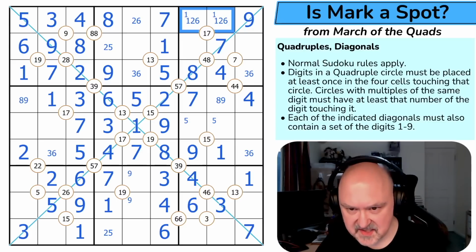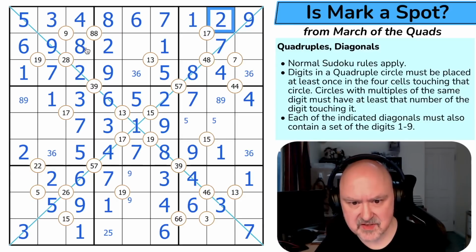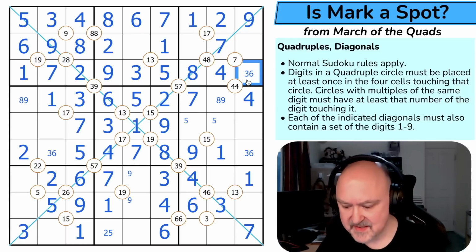These are 1, 2, and 6. I can't put 1 here. This is the 1. That's all the 1's done. I should have done that earlier. Oh, the 5 makes that the 2, which makes that the 6, which makes that the 2. The 6 makes that the 3, which makes that the 6.